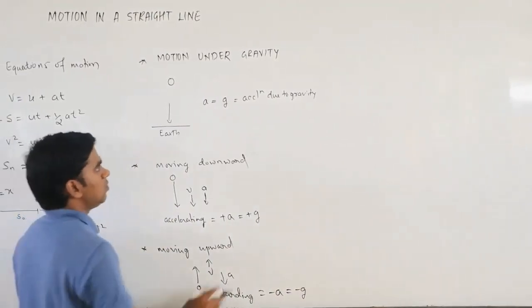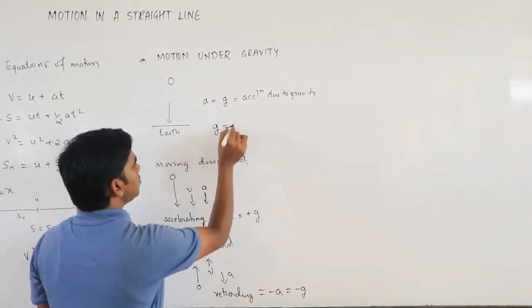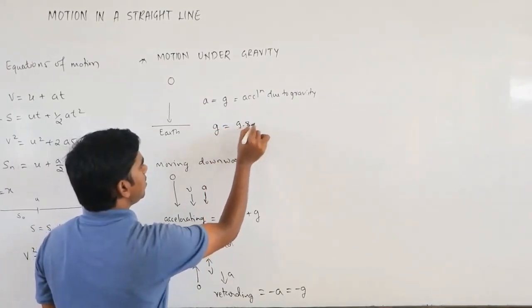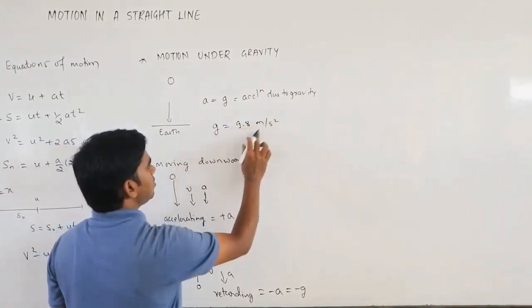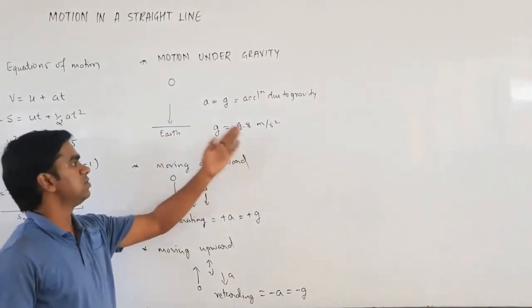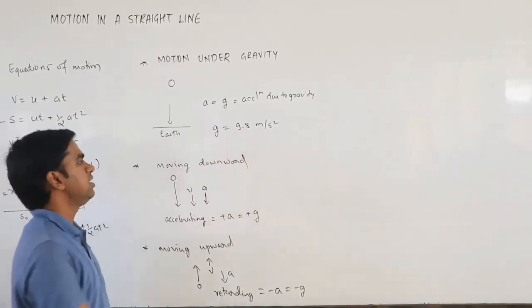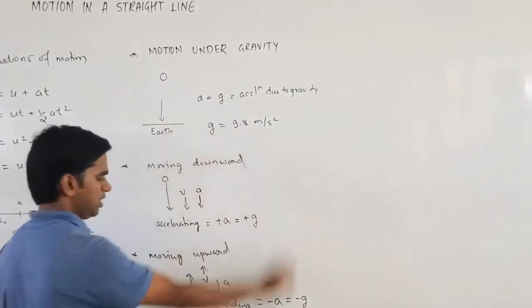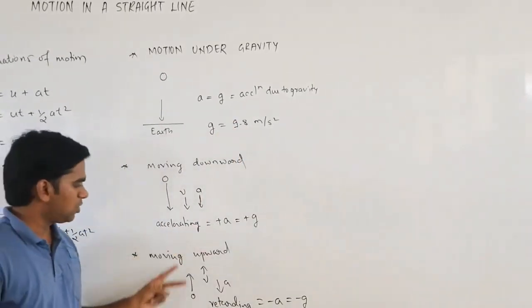Okay. So what is the value of g? The value of g is 9.8 meter per second square. Meter per second square is what? It is the unit of acceleration. So instead of acceleration, you are writing acceleration due to gravity. Okay. So these things you have to remember.